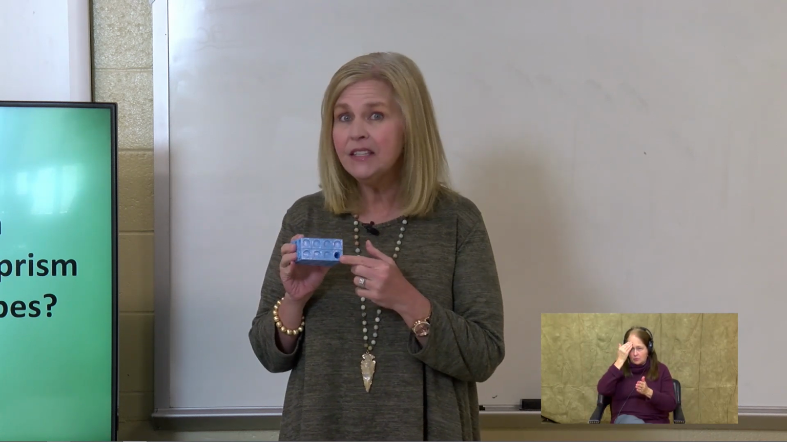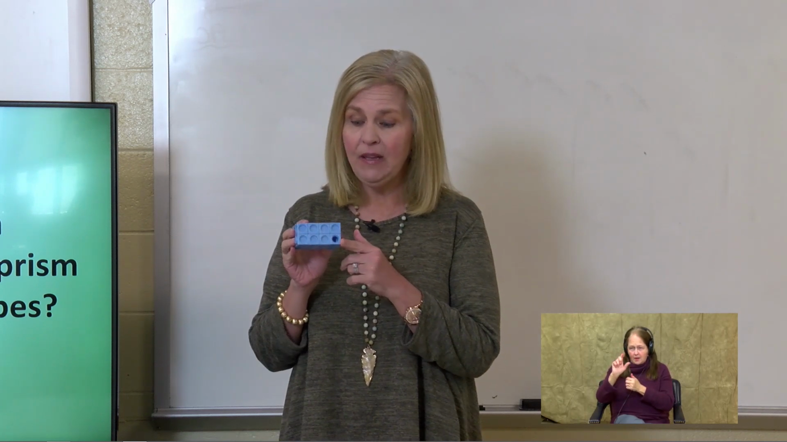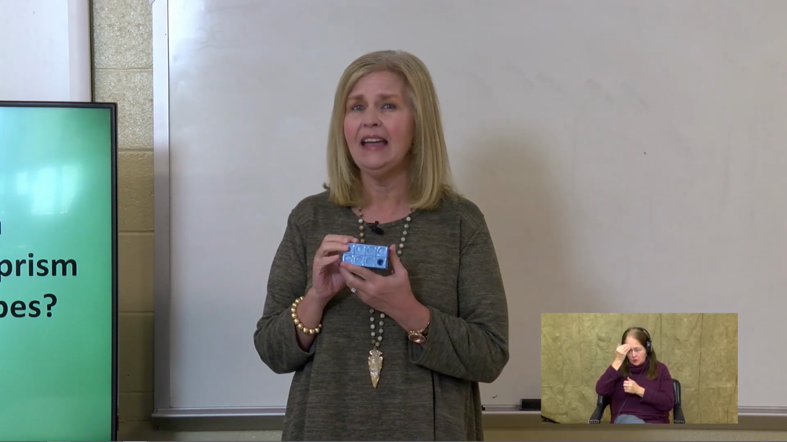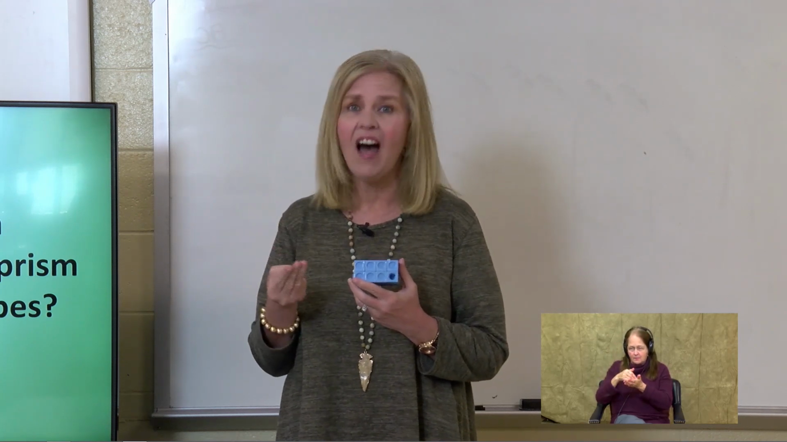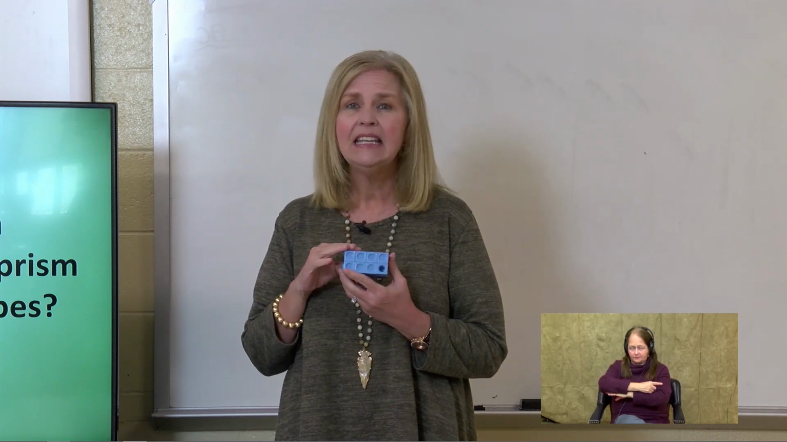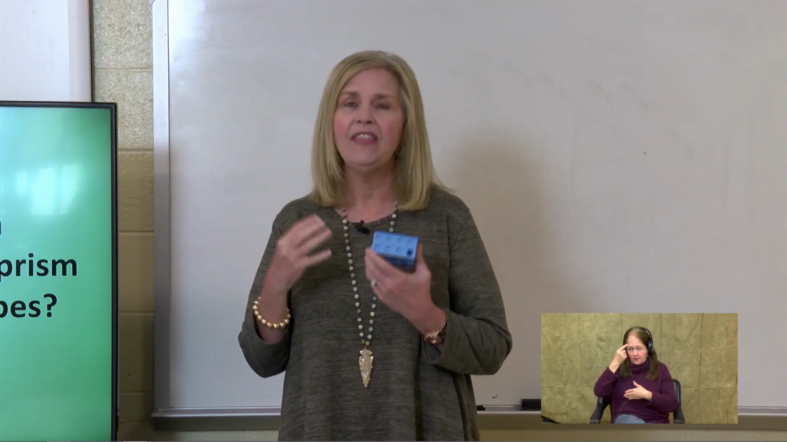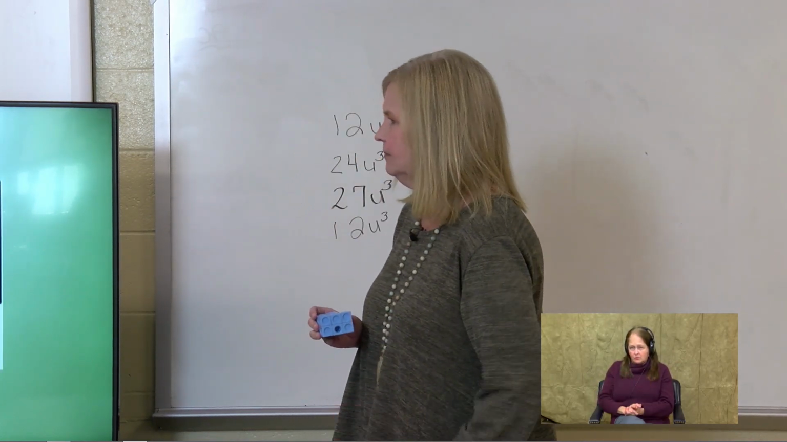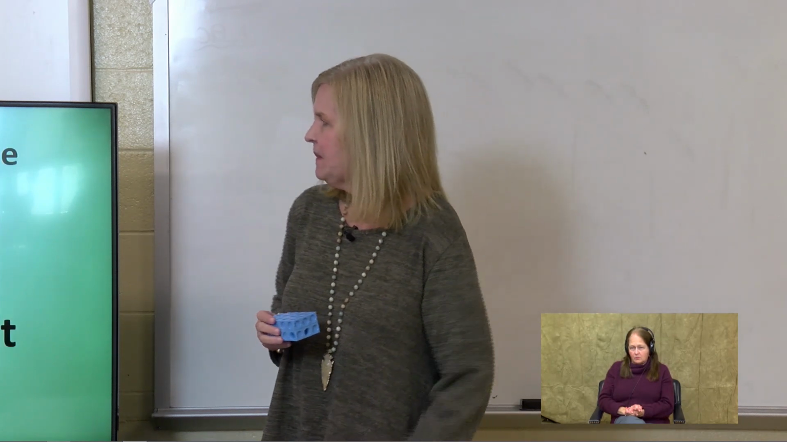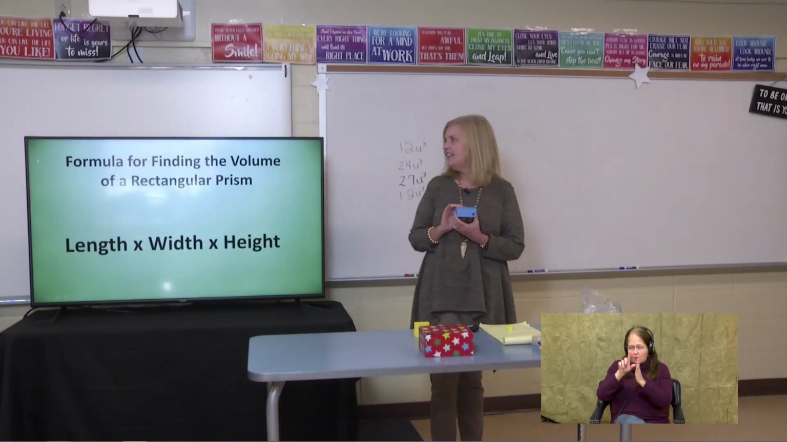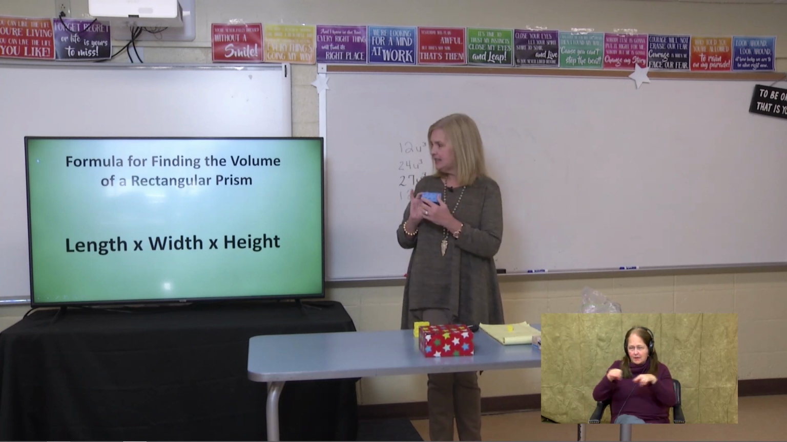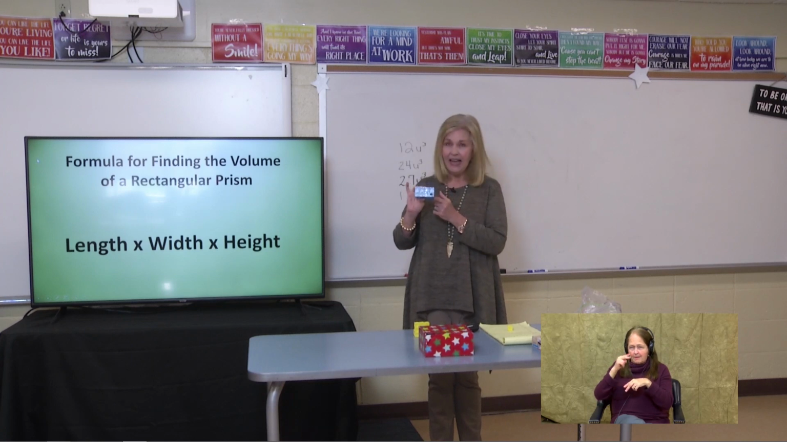Well, we know it has something to do with the length, and we know it has something to do with the width, and we know it has something to do with the height, because I've been saying those words a lot today. So can anybody think of what that could be? The formula for finding the volume of a rectangular prism is length times the width times the height.